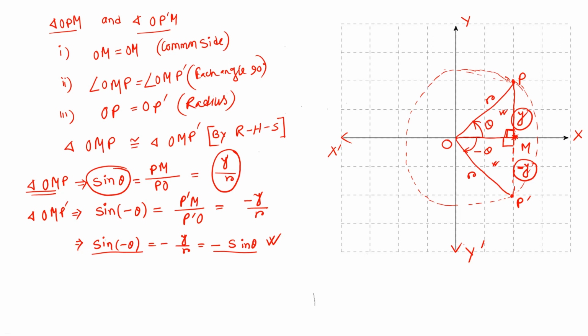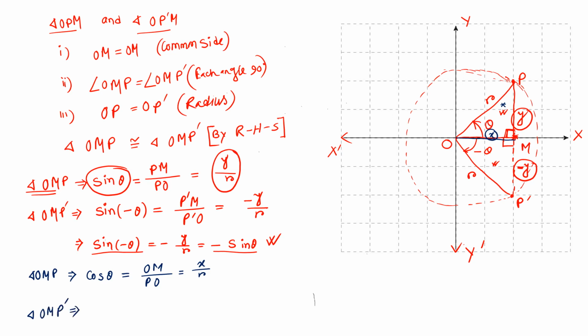Now similarly I will try to draw OMP. For this case I will take cos theta. Cos theta equals base by hypotenuse. So for this triangle, the base is OM and the hypotenuse is PO. OM, I am considering this is x, always x, positive all the time. So we can write x by r.